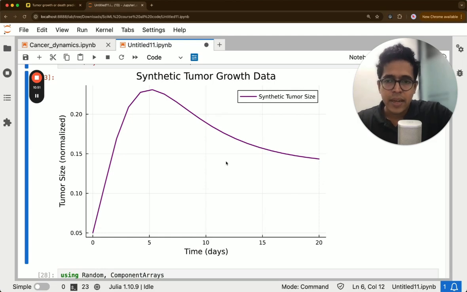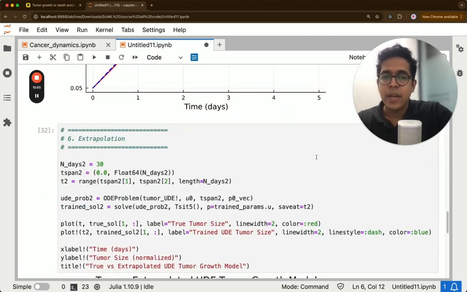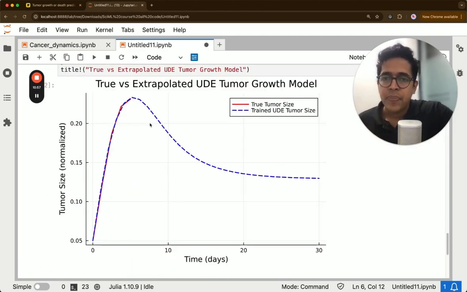And by the 20th day, this is coming down to slightly below 0.15. Now let us see what the UDE has forecasted. The peak is at around 5 or 6 days. So this is correct. And here it has actually come down a little bit more.